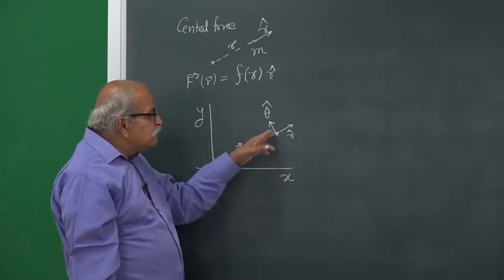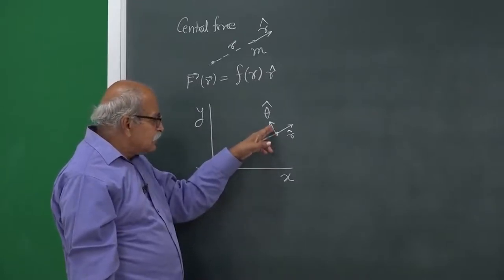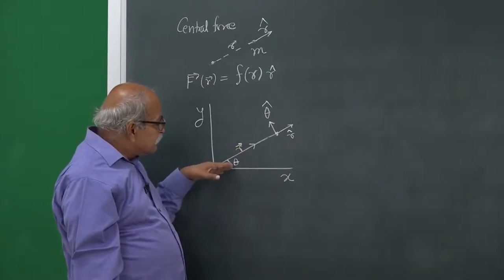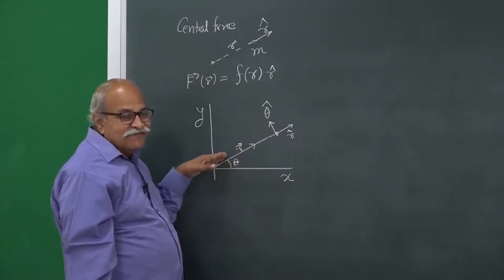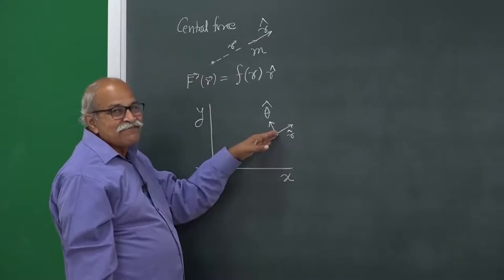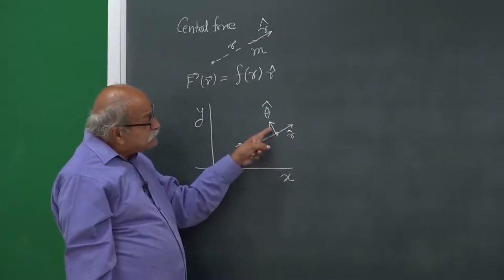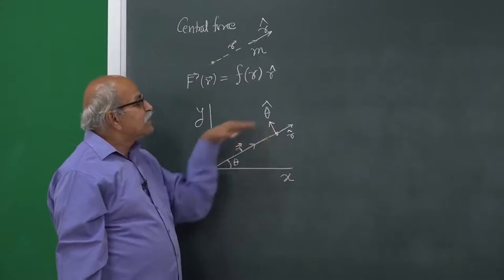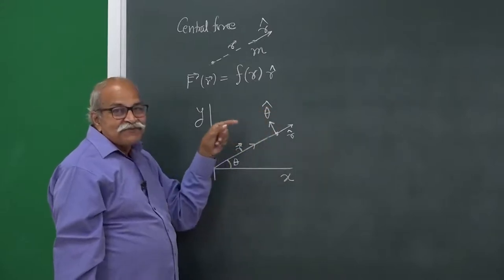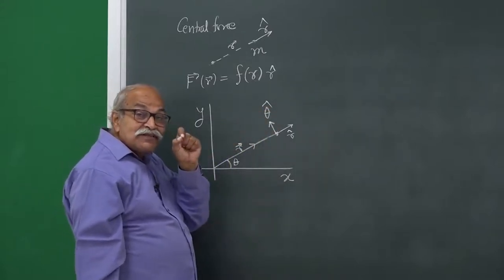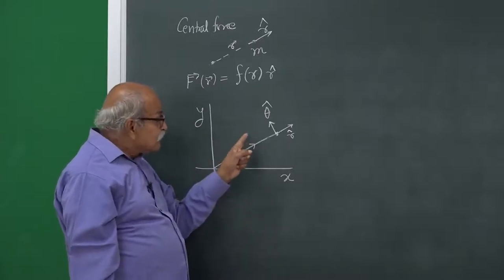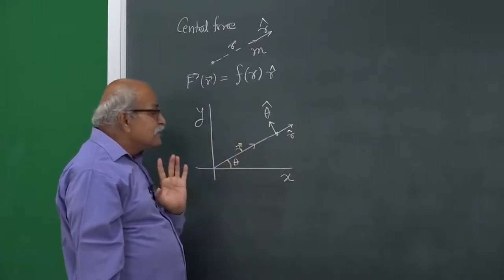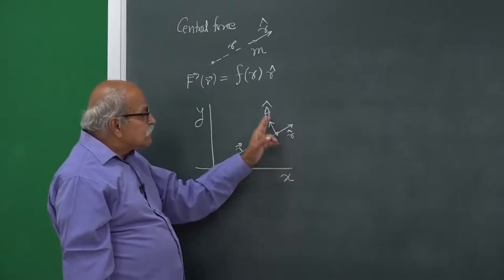If I take it an infinitesimally small distance here, this theta will become theta plus d theta, but r will remain the same. Same means if it is infinitesimally small, there is no component of that displacement in the r direction, and therefore, for that infinitesimally small displacement, we will take that r is constant, only theta is changing. This is r cap, this is theta cap.